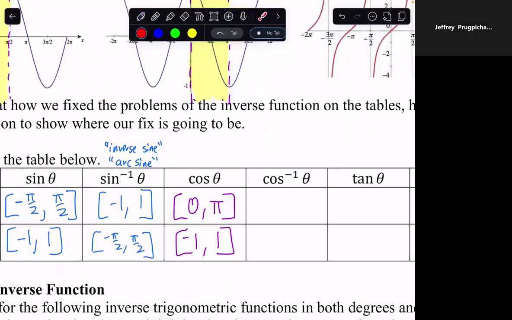Okay, so let's check if you guys are following along. You should be able to fill in this part in 3 seconds. Go ahead and see if you can tell me the domain and range of inverse cosine. You just switch the domain and range of regular cosine. So those would be the domain and range for inverse cosine, or arc cosine.